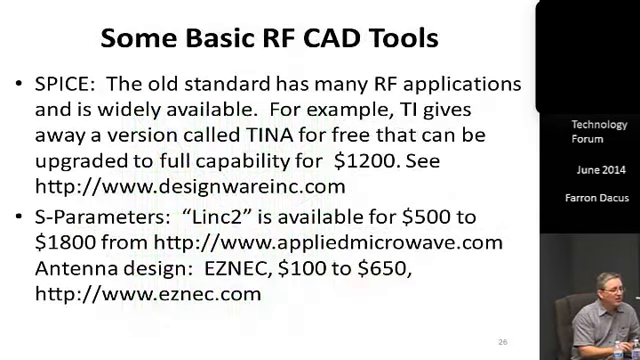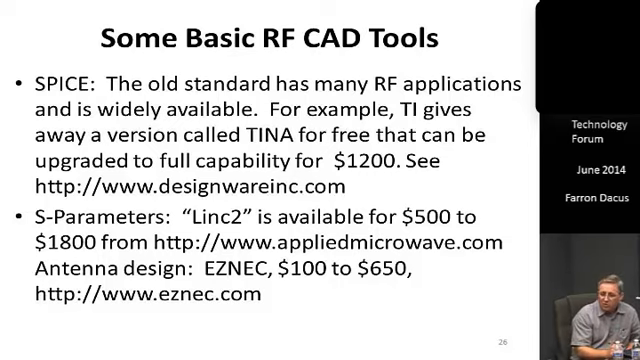Okay, some basic RF CAD tools. You can get SPICE for free or close to it these days. It works fine up through a couple of gigahertz if you put in your proper models. The only real disadvantage of using SPICE is it often doesn't work directly with S parameters, though there are some versions that have S parameters built in. I commonly use a version called TINA that you can get for free from TI, and you can get various versions of it up to $1,200 for full capability.